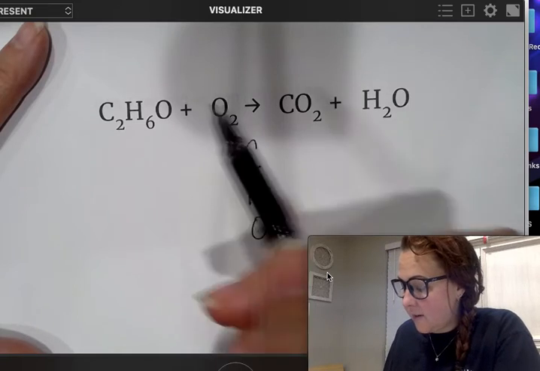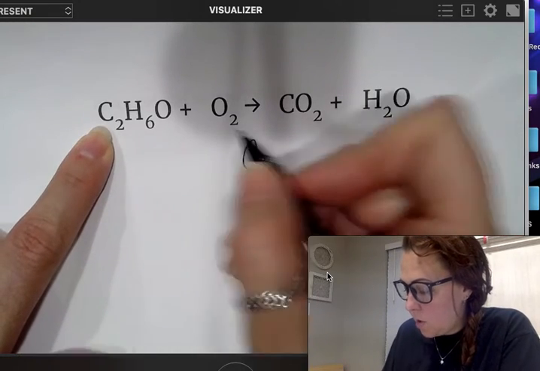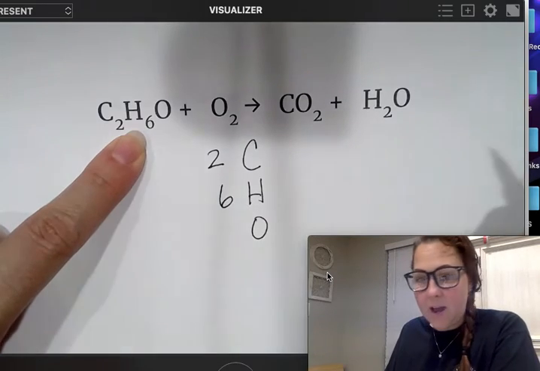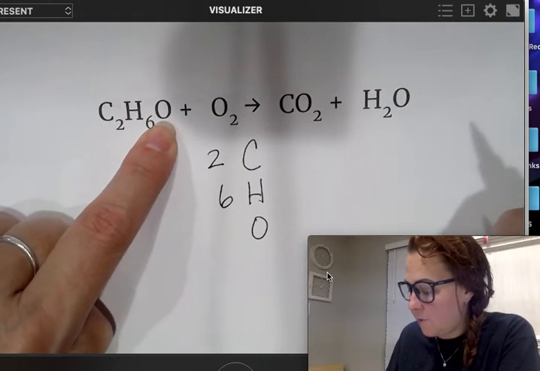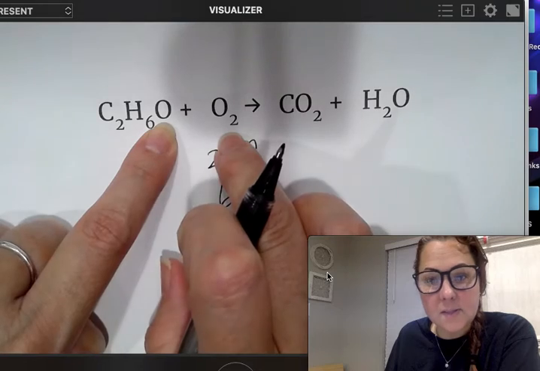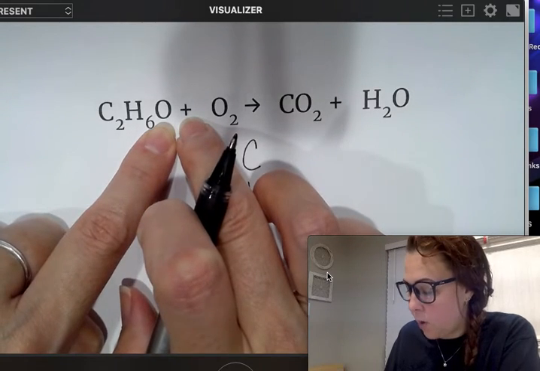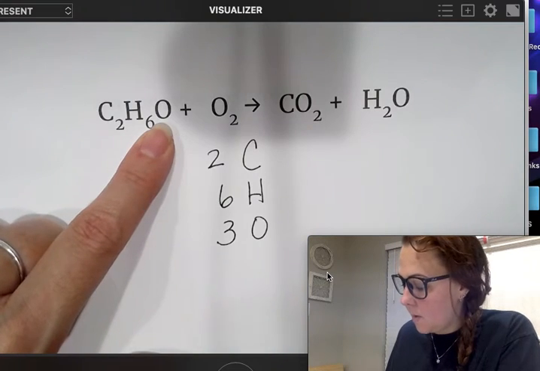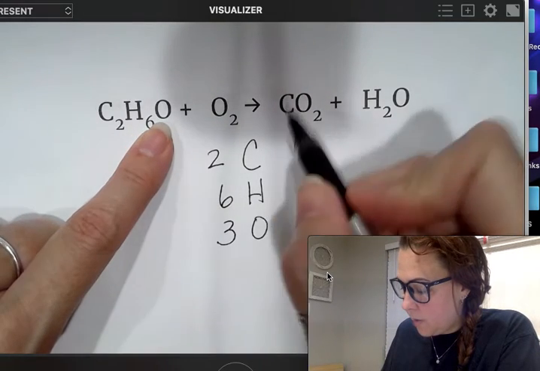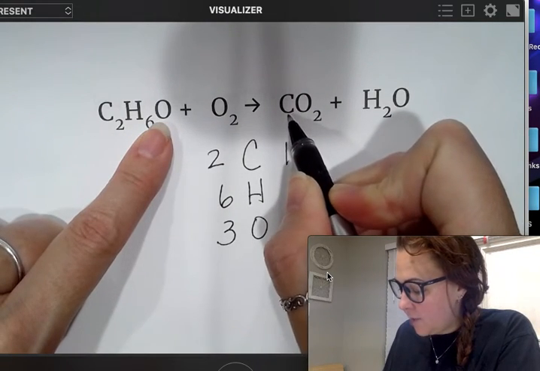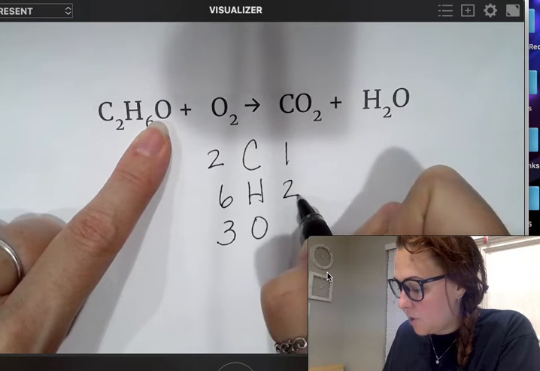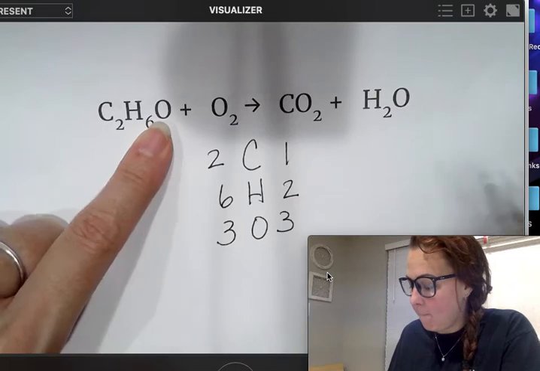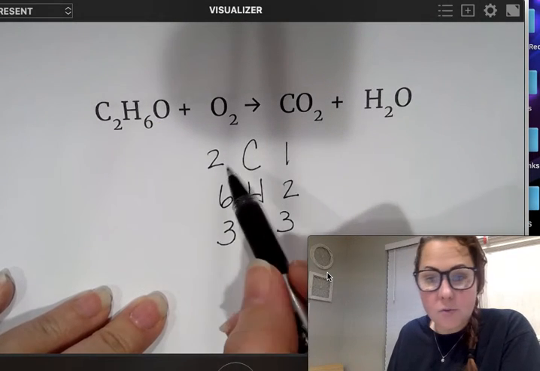So on this side of the reaction, I have 2 carbon. I have 6 hydrogen. I have 1 oxygen here, and I have 2 over here. The little plus sign means we're going to add it together. So 1 plus 2 gives me 3 oxygens total. On this side I have 1 carbon, 2 hydrogen, and then my oxygen I have 2 plus 1 is 3 again. So I need to fix my carbon first.